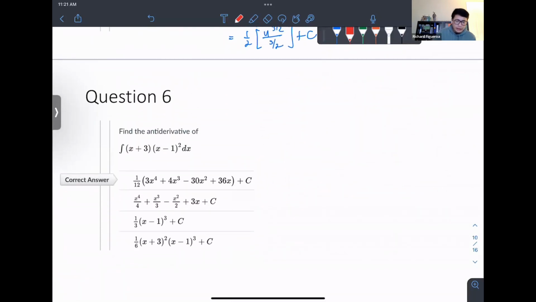Okay, so let's have the last question for the first part of your quiz. Find the derivative of (x plus 3)(x minus 1) squared dx.